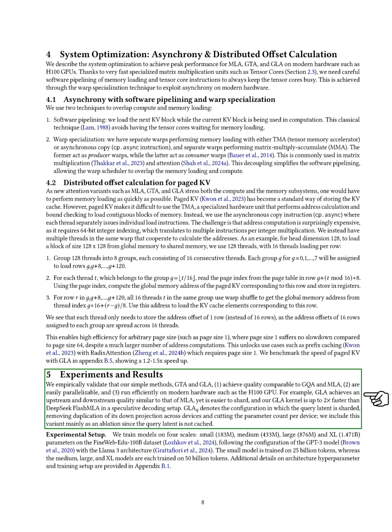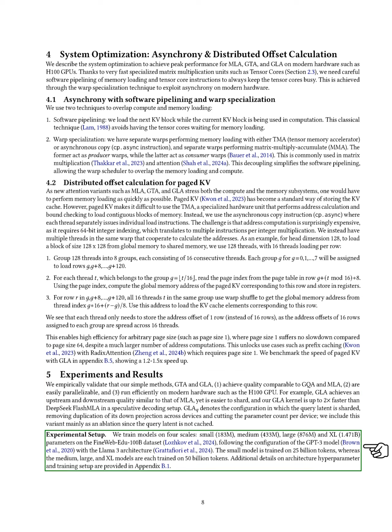In our experiments, we validate that our methods, GTA and GLA, provide quality comparable to GQA and MLA, are easily parallelizable, and run efficiently on modern hardware like the H100 GPU. For example, GLA matches the quality of MLA while being easier to shard, and our GLA kernel is up to twice as fast as DeepSeek Flash MLA in a speculative decoding setup. We also explore a variant, GLA_Q, where the query latent is sharded to reduce duplication and parameter count per device, although we mainly include this for ablation since the query latent is not cached.